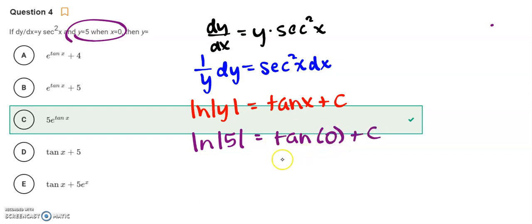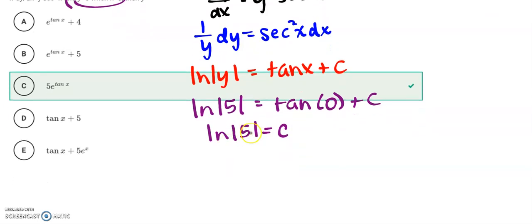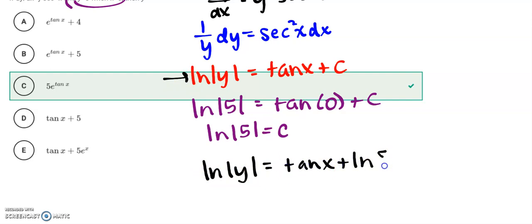Well, the tangent of 0 is 0, so c is equal to natural log of 5. You can drop the absolute value bars there because the natural log of positive 5 is just the natural log of 5. And then it says y equals. So I'm going to go back to my line in red where I have the natural log of y equals the tangent of x plus the natural log of 5.